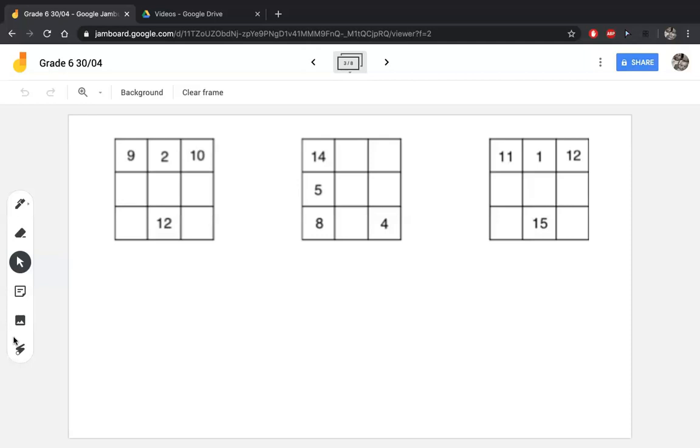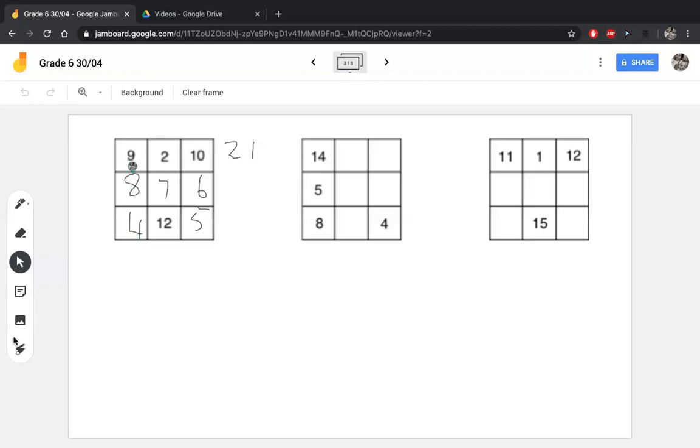So the first thing I'm looking at is 9 plus 2 plus 10. That's going to give me 21. So now I know all columns, rows, and diagonals must add up to 21. So I'm saying that's going to be 7. Then 9 and 7 is 16. That's going to be 5. That'll be 6, that'll be 4, 9 and 3... 9 and 4 is 13, that'll be 8.